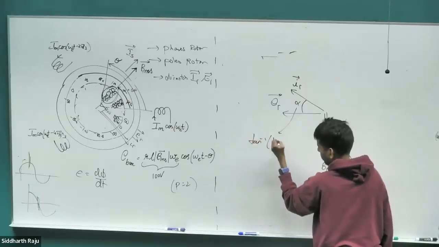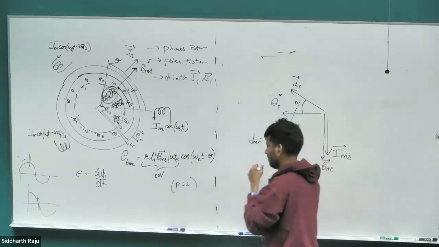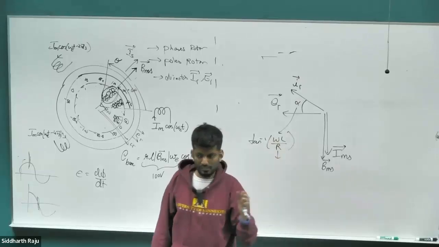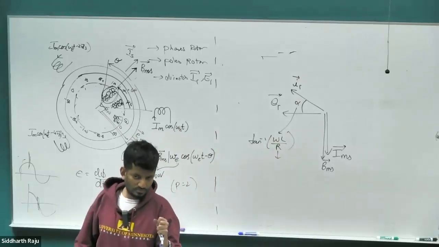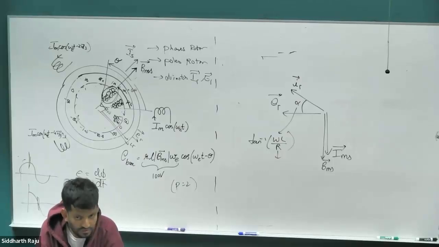Inverse omega L plus R. The R is very obvious where it's coming from. It's basically the rotor bars having some resistance. Where is this inductance coming from for the rotor? What is the source of that inductance?